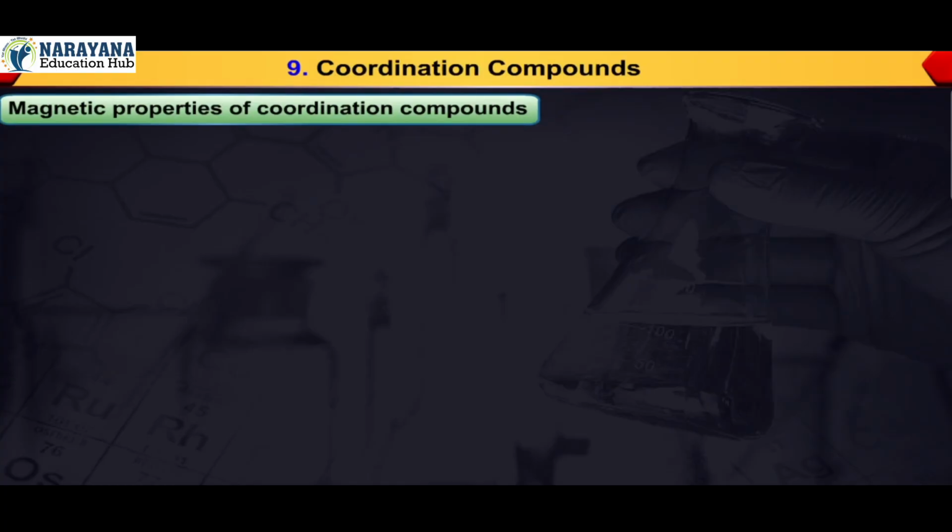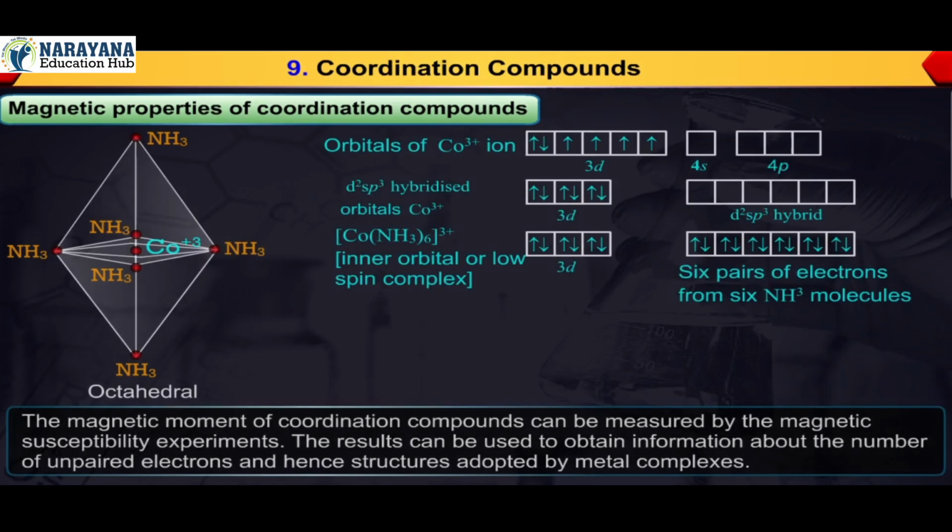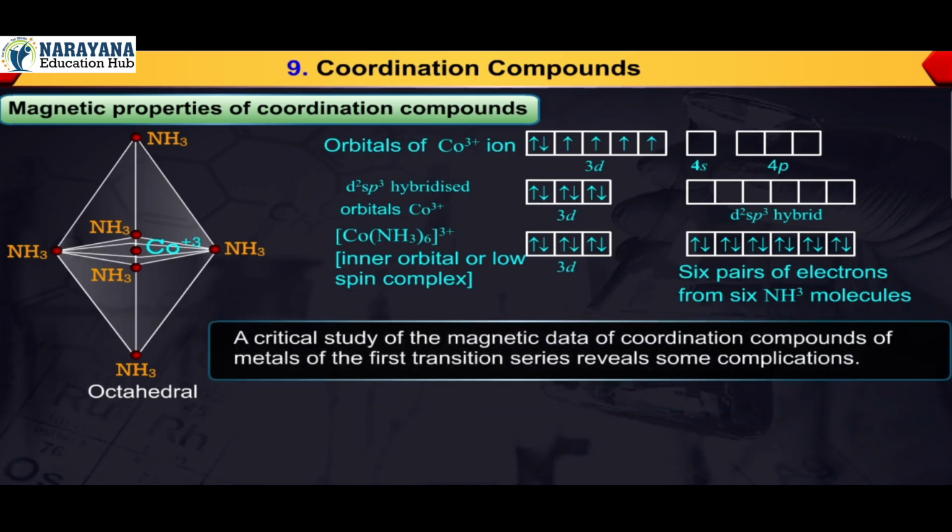Magnetic properties of coordination compounds. The magnetic moment of coordination compounds can be measured by magnetic susceptibility experiments. The results can be used to obtain information about the number of unpaired electrons and hence the structures adopted by metal complexes. A critical study of the magnetic data of coordination compounds of metals of the first transition series reveals some complications.